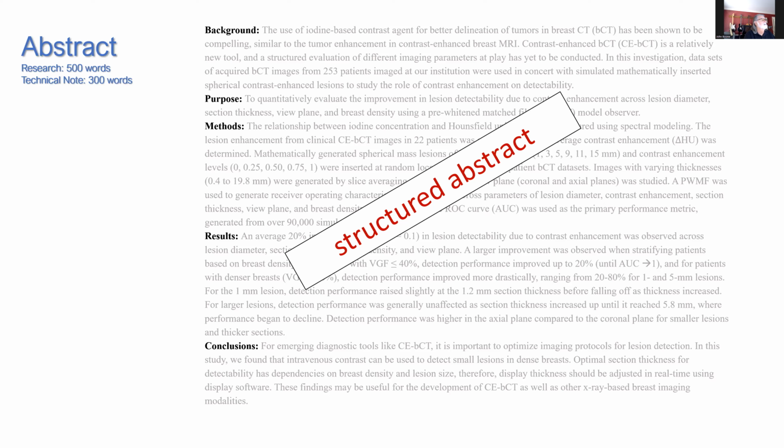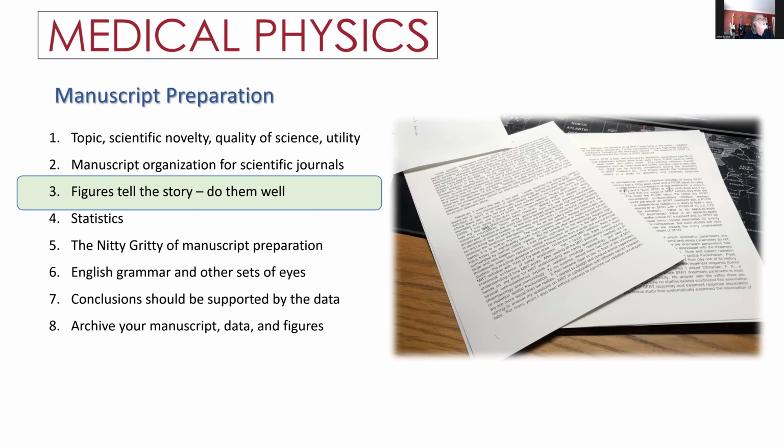The abstract for a research article has 500 words and a technical note 300 words, and we use a structured abstract. There's a background, a purpose, methods, results, and conclusions. And again, those are required elements of your abstract. Don't deviate from that, please.